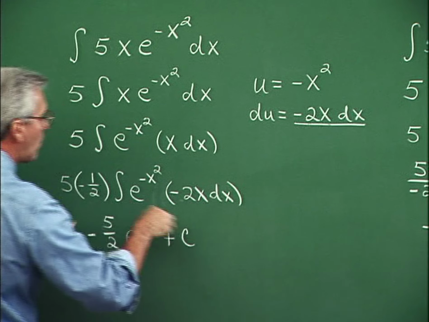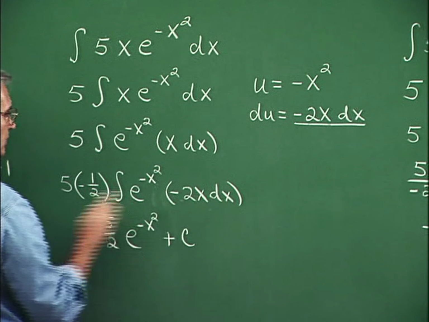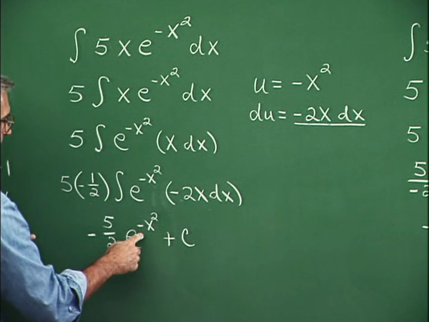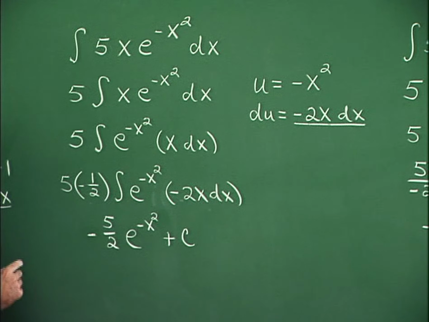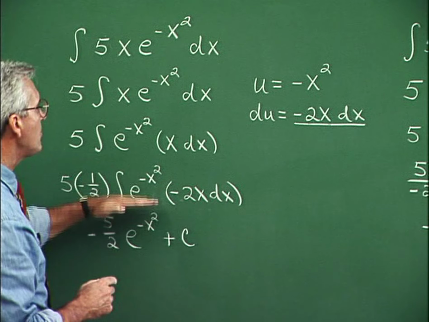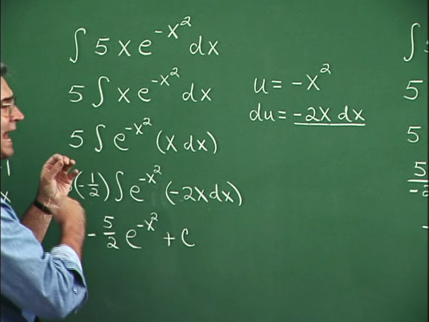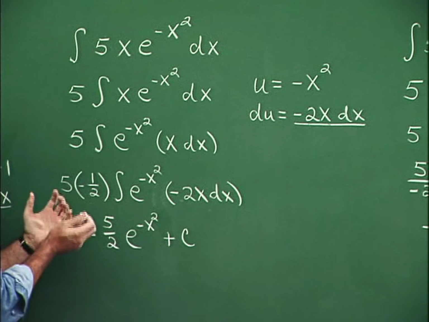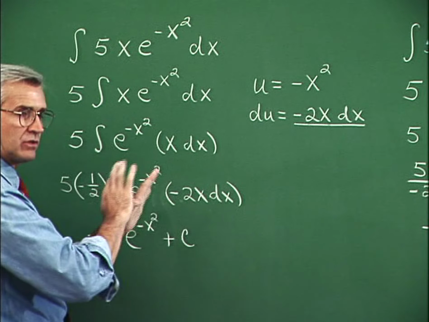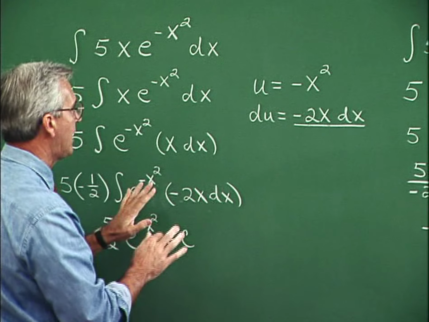Now we have the form that we want, e to the u du, and so the integral of e to the negative x squared is negative e to the negative x squared. So we have this, and then we tack on the constant. Now there's another way to proceed here, and some people prefer to make an active substitution. Let me go through the process with the same problem and just step through the logic pattern for that.